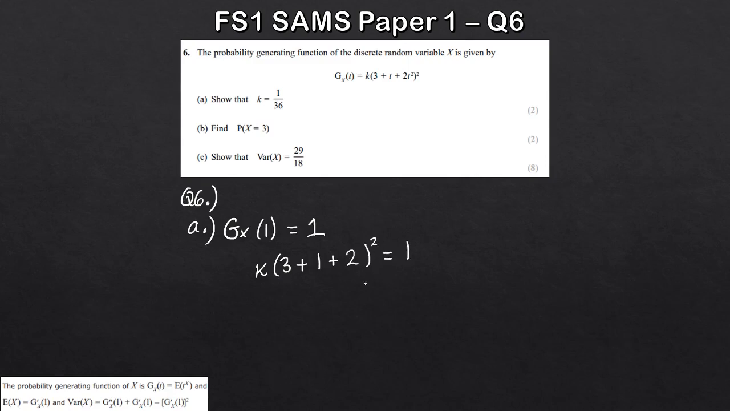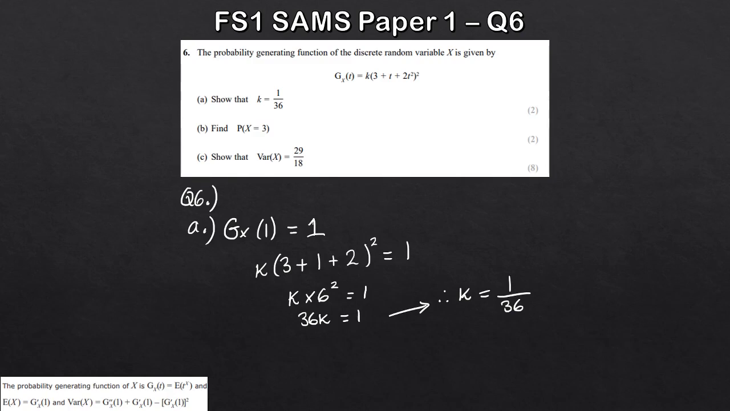So all I need to do is actually work out this bracket now, so 3 plus 1 is 4, plus 2 is 6, so this is k times 6 squared is equal to 1, so that's 36k is equal to 1, so then finally k is simply 1 divided by 36. Okay, so part A, quite standard, that does come up quite regularly, so make sure you can do something like that.